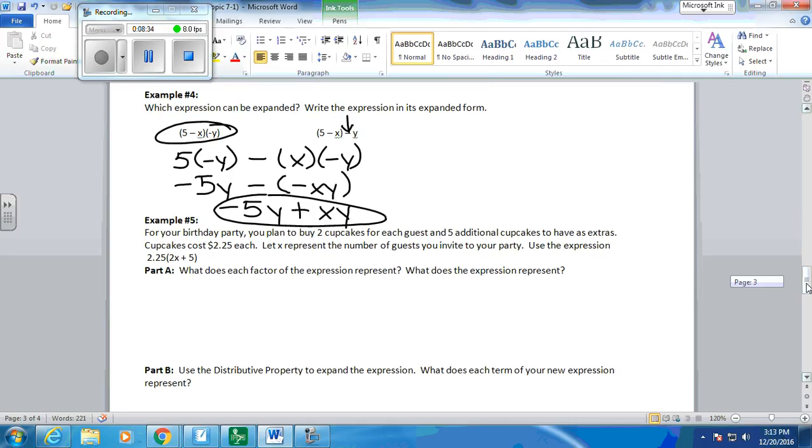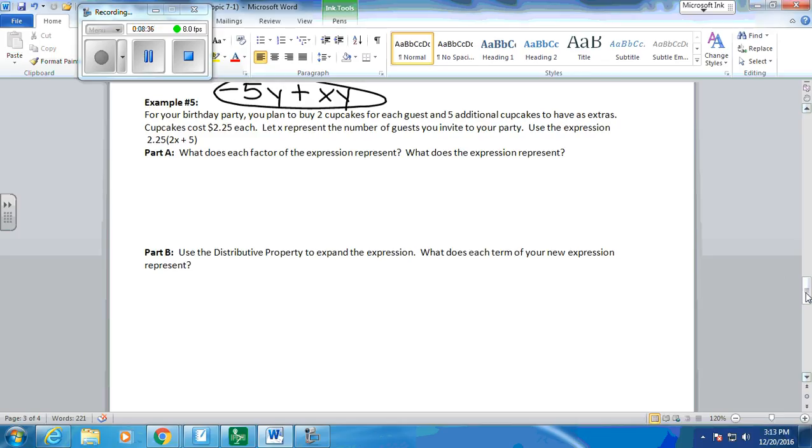Question number 5 says that for your birthday party, you plan to buy 2 cupcakes for each guest and 5 additional cupcakes to have as extras. Cupcakes cost $2.25 each. Let x represent the number of guests you invite to your party, and then use the expression $2.25 times (2x plus 5). What does each factor of the expression represent? And then what does the expression represent itself?